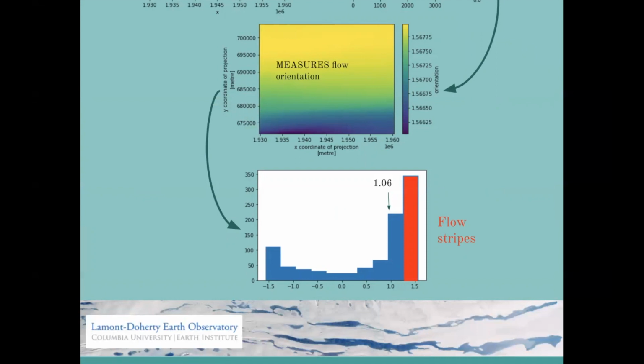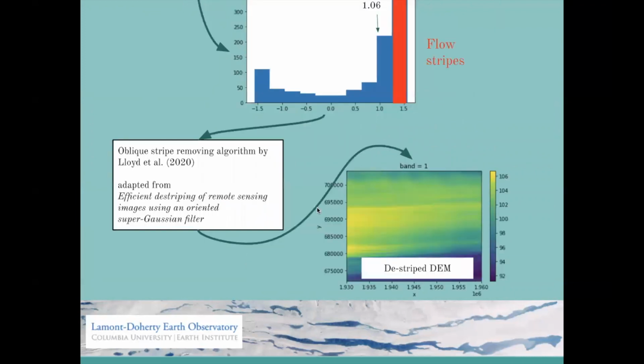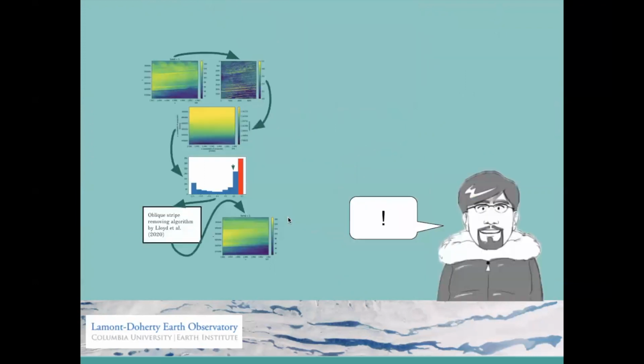So in this case, the oblique artifacts have an orientation of about 1 radian compared to 1.5 radians for the flow stripes. Then we can use this oblique stripe removing algorithm, which is a super Gaussian filter developed by Voigt et al. in order to remove these stripes from the DEM. And here we have it, a processed DEM ready for catchment delineation. But this is only one piece.